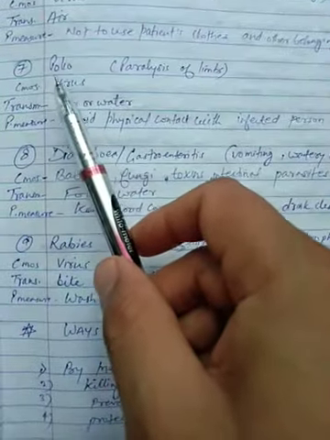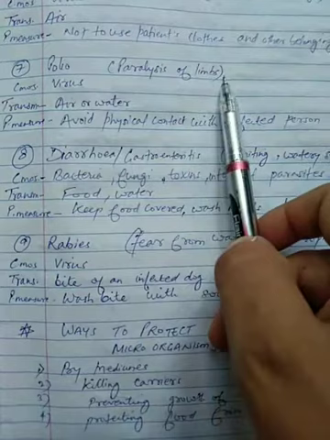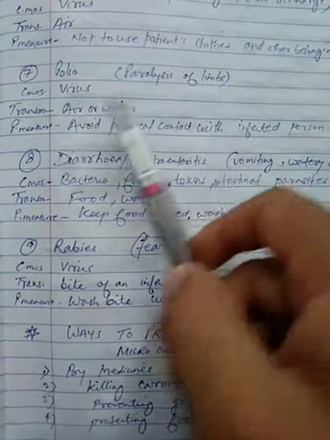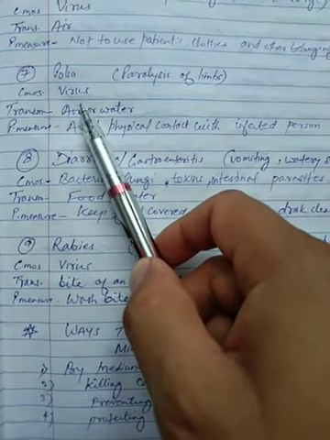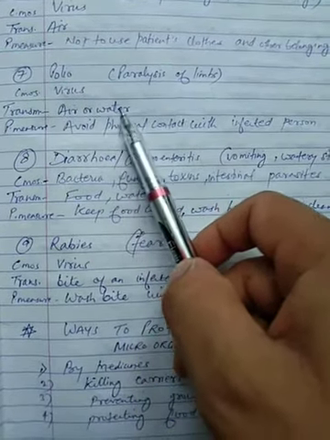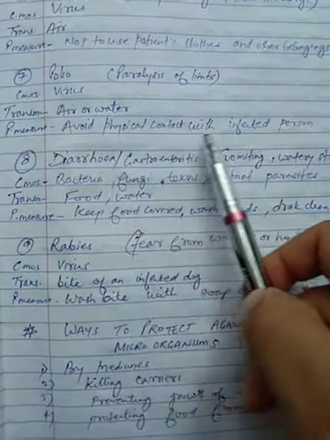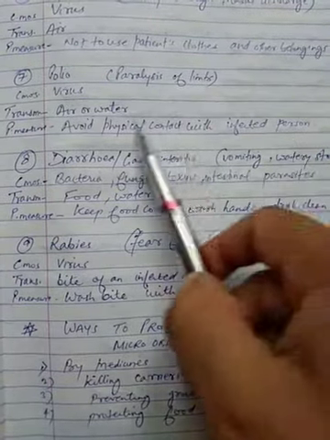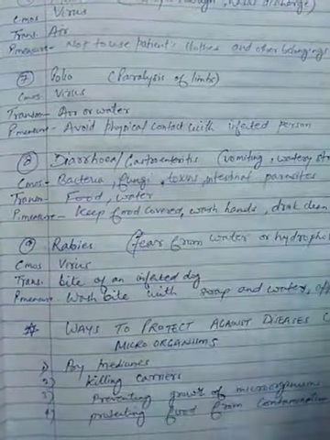Seventh is polio. It is paralysis of limbs. Okay. Again, the causative microorganism is virus. It is transmitted by air or water. So avoid physical contact with infected person. This is the best way to protect ourselves from polio.